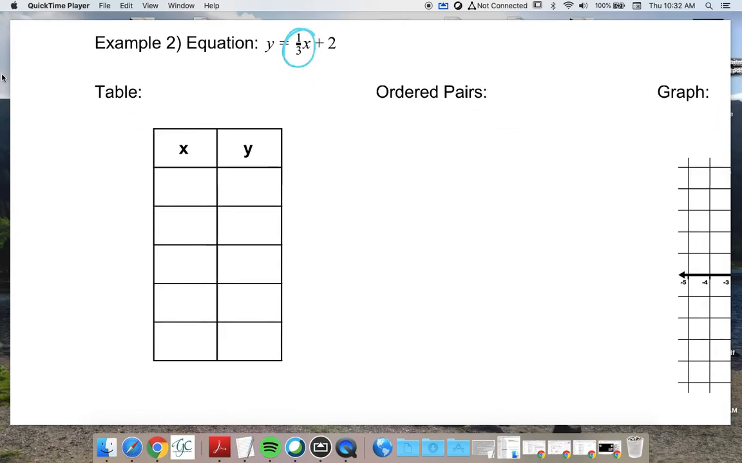So if I am choosing some x values, I always like to start with 0 because 0 is usually a pretty nice number to plug in, especially if you're having to multiply by a fraction, because when we plug in 0, 1/3 times 0 plus 2, anything times 0 is 0, right? So 0 plus 2 gives us a 2 value for the y. Then let's choose another x value. So this time I'm going to choose something that is divisible by 3. So I'm going to choose a +3.